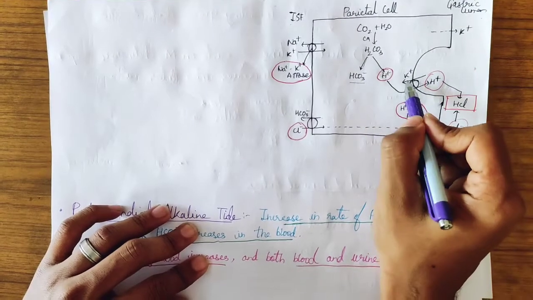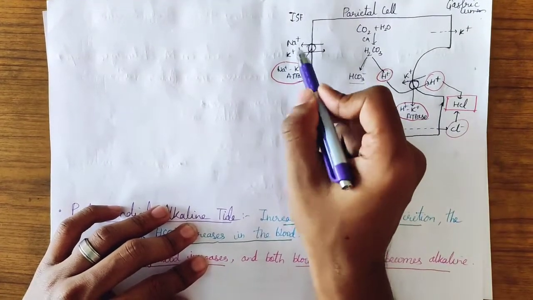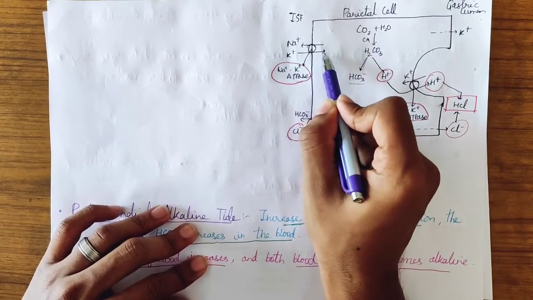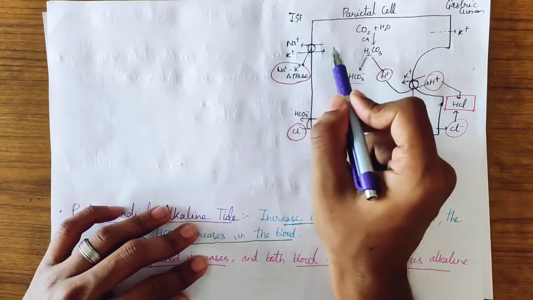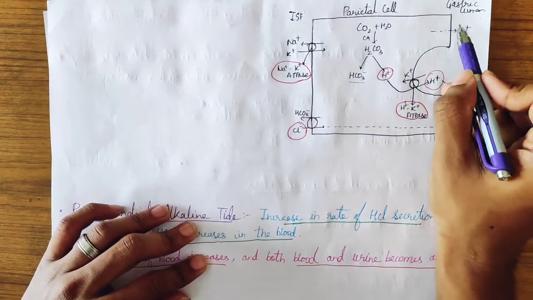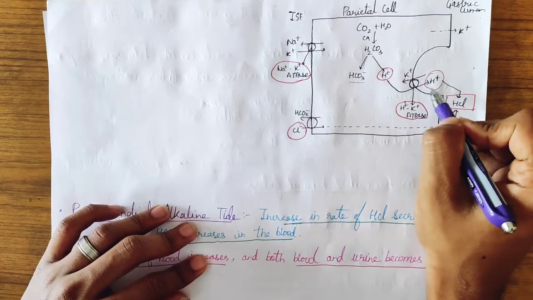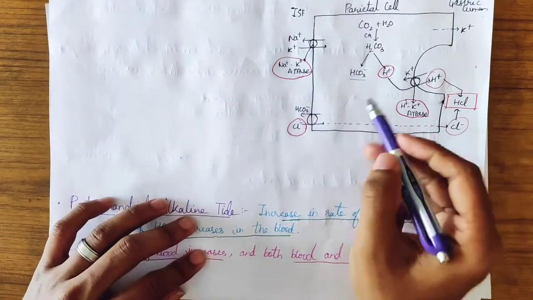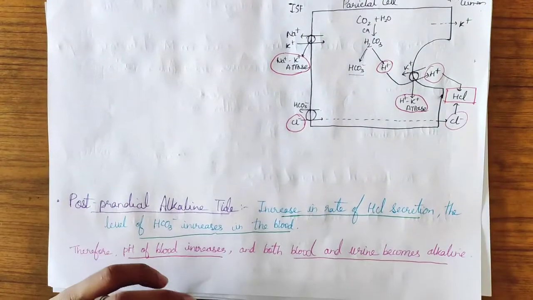So this H+ is exchanged with the K+ ion. Where does the K+ ion come from? There is the Na+ K+ ATPase which is present on the parietal cell. The K+ ion exchanges with the Na+ ion and comes into the parietal cell and again goes to the gastric lumen. From the gastric lumen, it is again exchanged with the H+ and the K+ goes to the interstitial fluid.